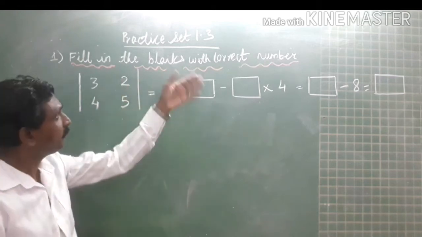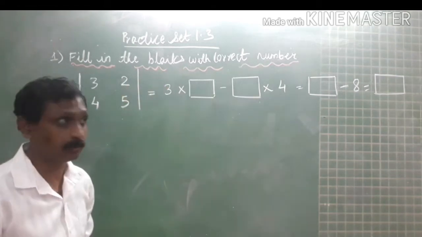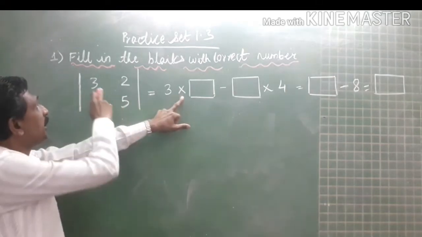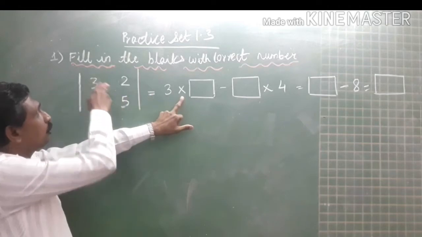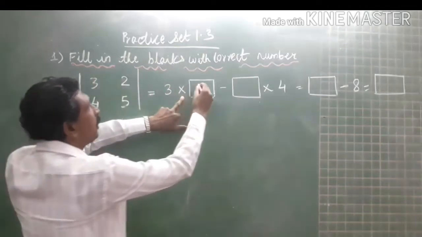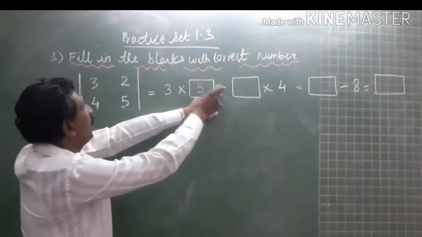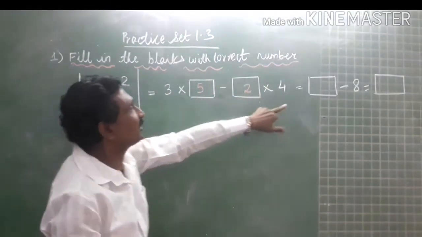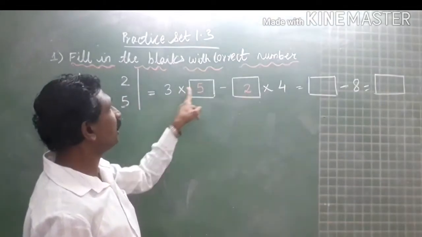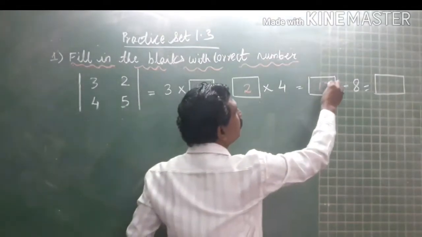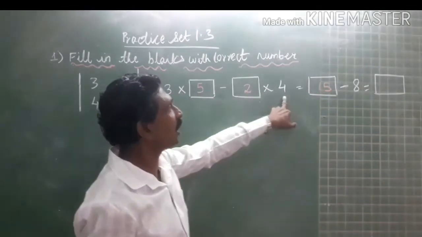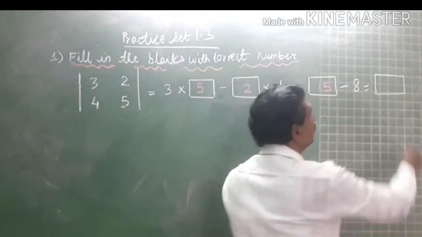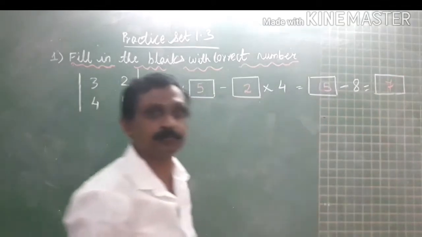The first one, fill in the blanks with correct numbers. See, the determinant is given over here. 3 multiplied by, as we said, we are going to cross multiply this. 3 multiplied by 5 minus 2 multiplied by 4, which is equal to, now if you see 3 5s are 15, right? 4 2s are 8, which is already there. 15 minus 8 gives me 7.